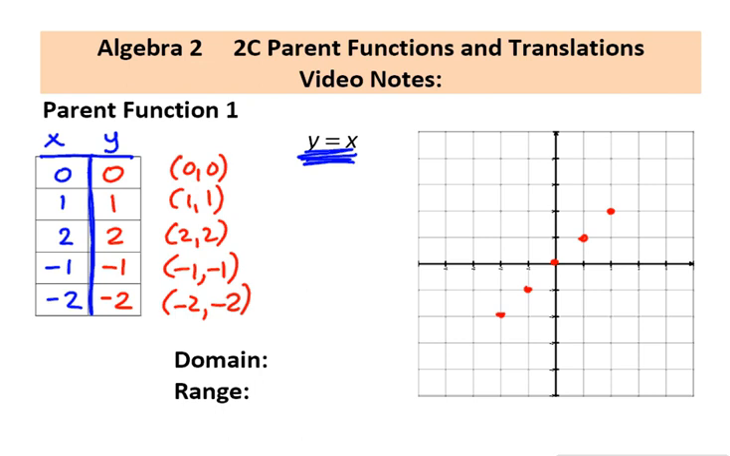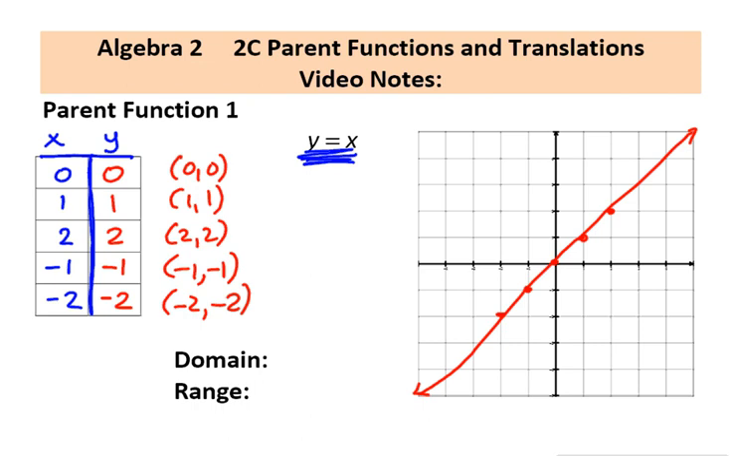And this graphs to be a straight line, which is no surprise. We already know how to graph y is equal to x, but it is introduced as our first and simplest parent function. So a line is a parent, and we already know how to move it around a little bit.